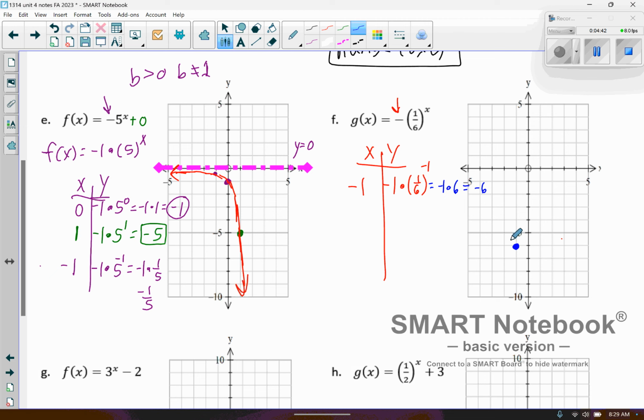-6 on my graph. Oh yeah, I keep forgetting to do this, but it's probably best to do it first: my horizontal asymptote.